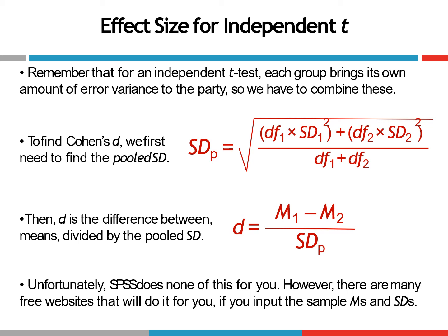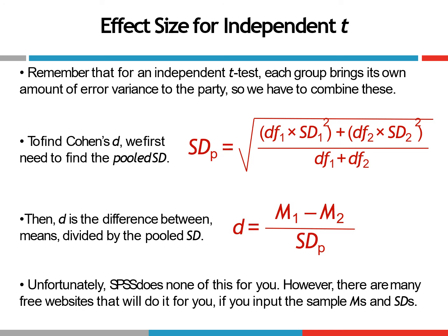Fortunately, it's fairly easy to calculate. We have df1, which corresponds to the degrees of freedom of group 1, and df2, which corresponds to the degrees of freedom of group 2. And again, it doesn't matter which group you designate as group 1 or group 2. They're interchangeable as long as you keep them the same throughout the calculation. Then we square the standard deviation for group 1 and the standard deviation for group 2, divide all of that by the combined degrees of freedom, and take the square root.